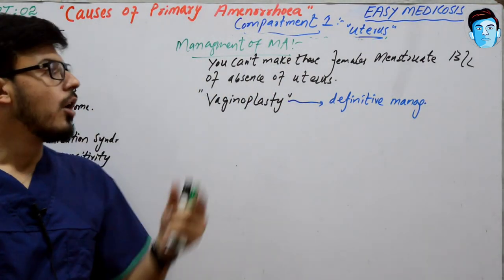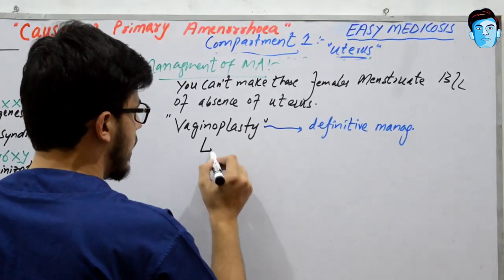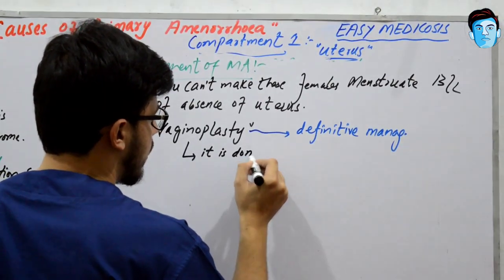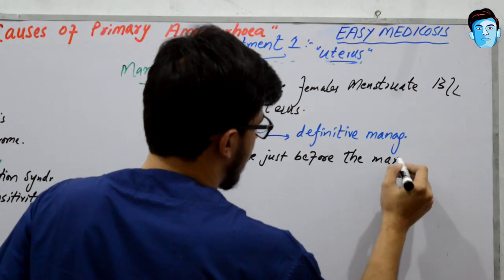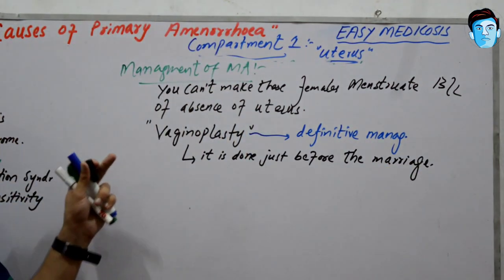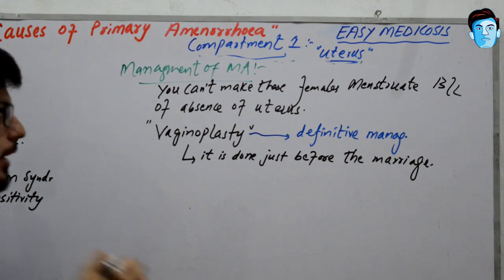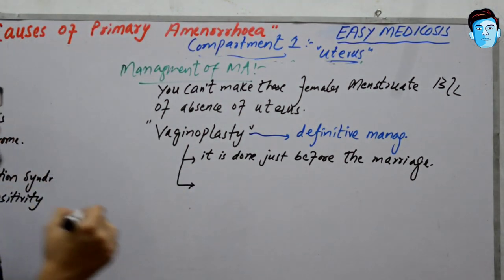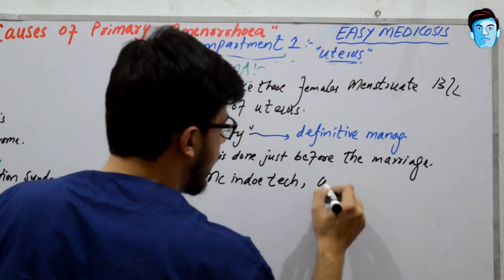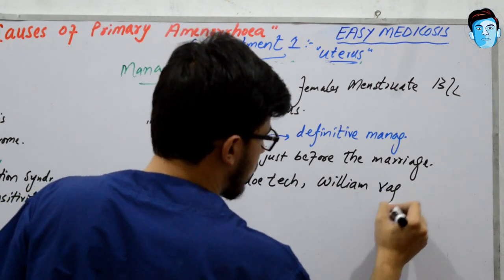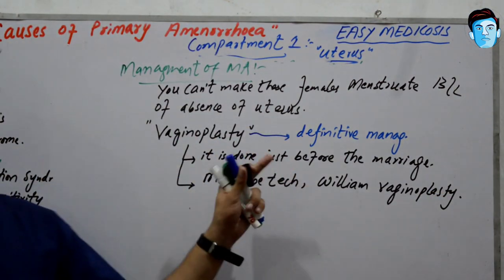Now there is another question. When do we do vaginoplasty? Vaginoplasty is done just before the marriage. Now another question: what are the techniques through which vaginoplasty is done? There are a lot of techniques, but there are two main ones. The first is the McIndoe technique and the Vecchietti vaginoplasty.